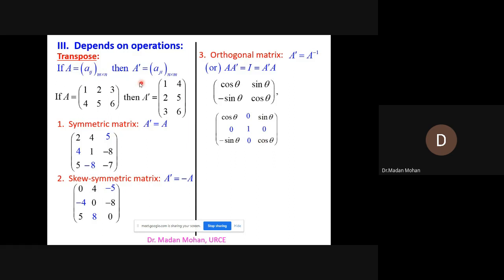Now, if you observe, A transpose is A, symmetric. A transpose is minus A, skew symmetric. A transpose equal to A inverse, we call orthogonal. Next. Now, let me give another operation. Conjugate.